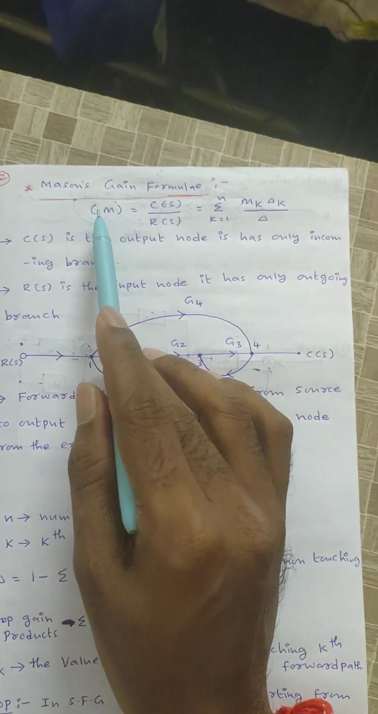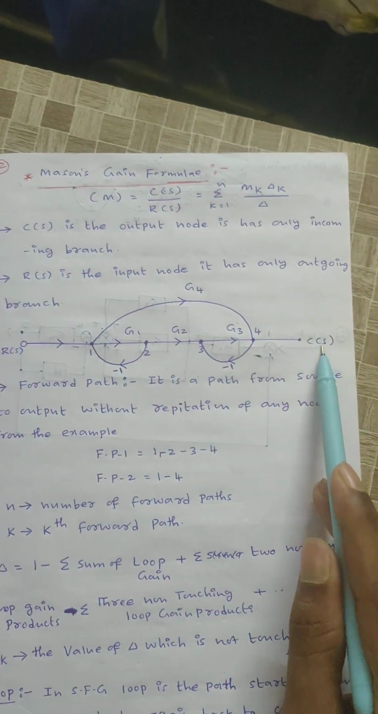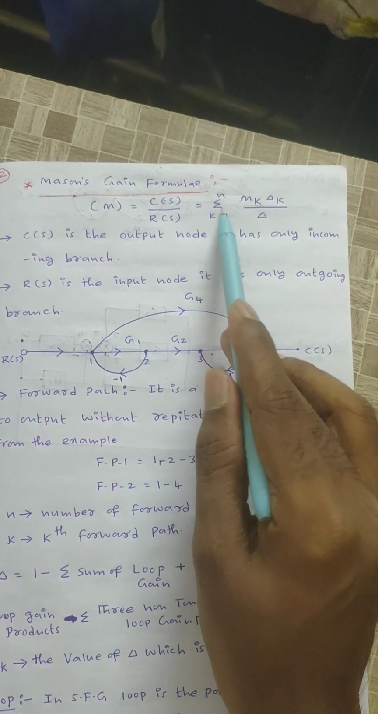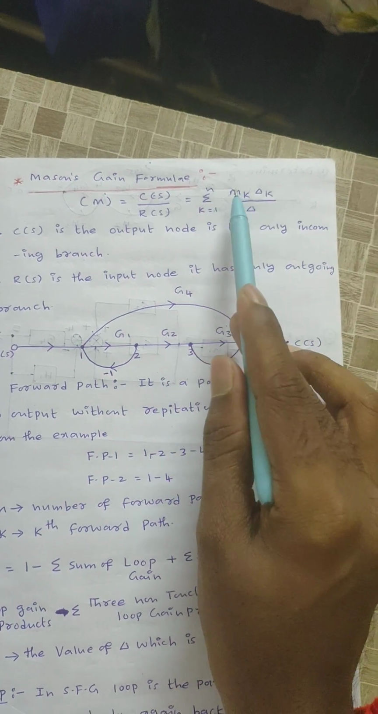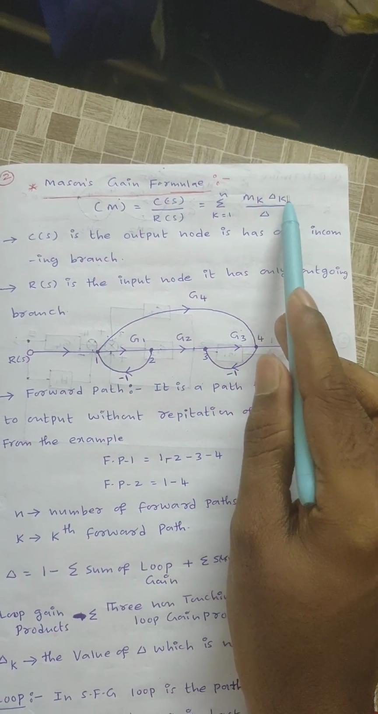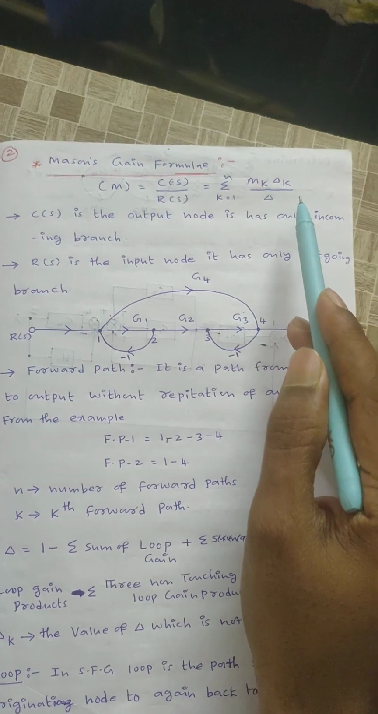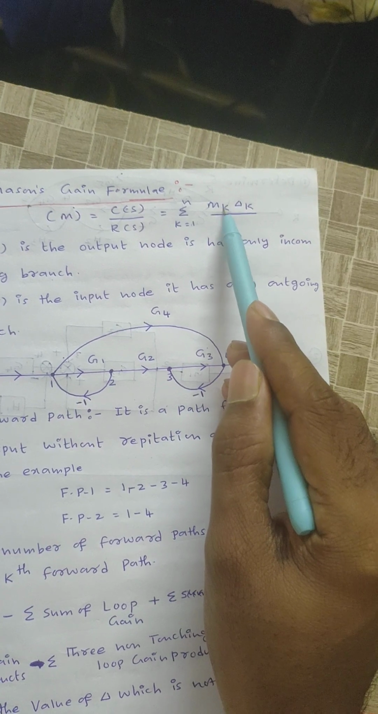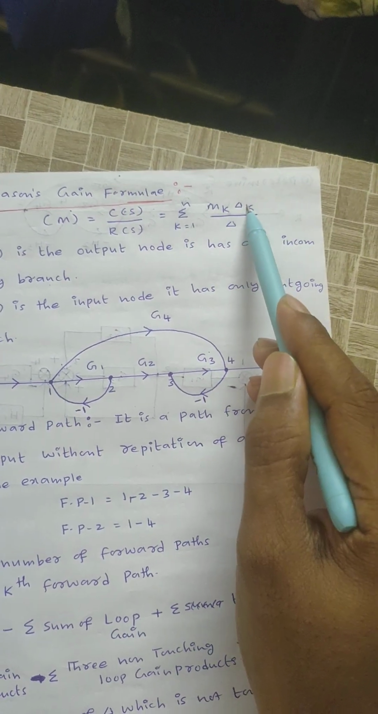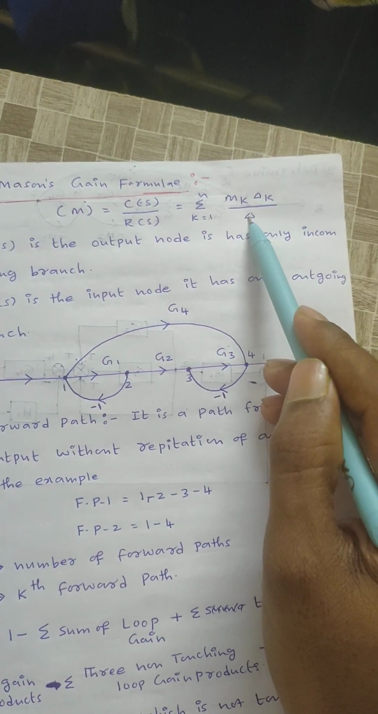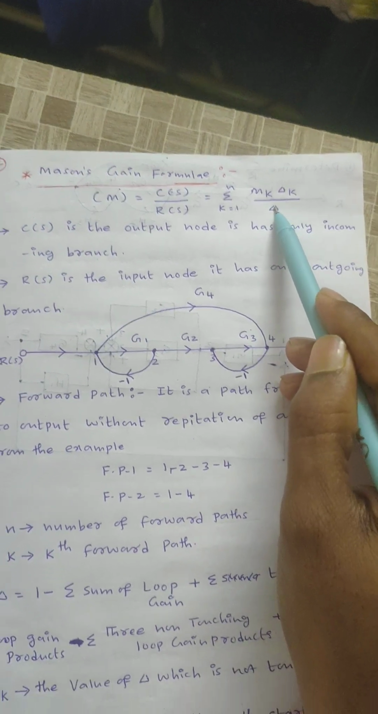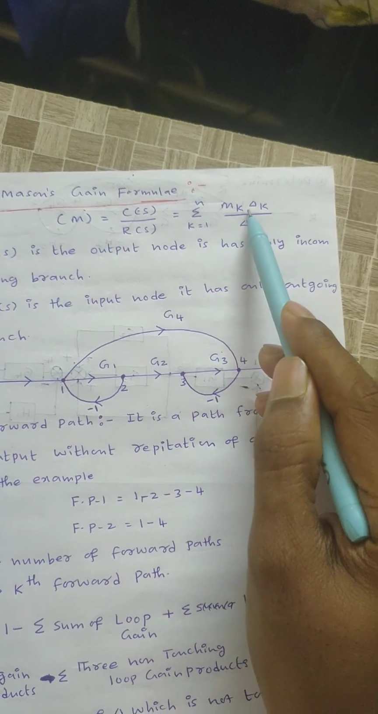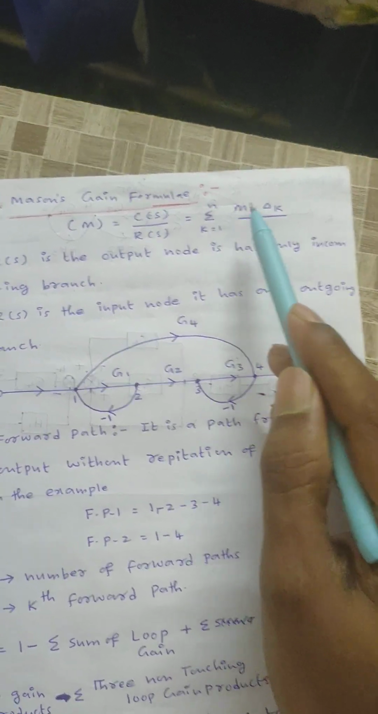Mason's gain formula: M is equal to output by input, that is C of S by R of S, is equal to summation k equals 1 to n of M suffix k, delta suffix k, by delta. Where Mk is the kth forward path, and delta k is the value of delta which is non-touching to the Mk forward path. While solving the problem you will understand everything.